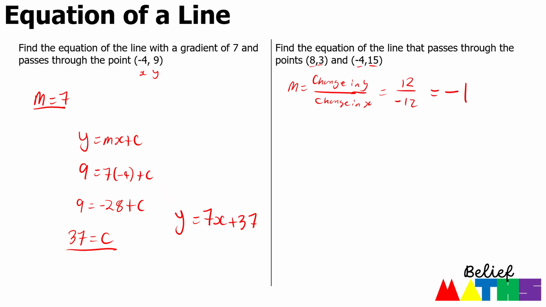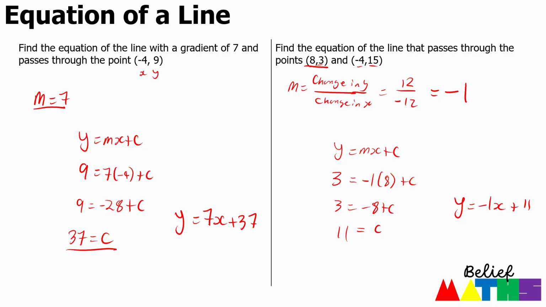And now we do the same thing we did on the left hand side. We can pick whichever point we want. So I'm going to use the first one because there's no negative numbers. And I get y equals mx plus c. Subbing in y is 3, m is minus 1, x is 8, plus c. 3 equals minus 8 plus c. Adding 8 to both sides, c is 11. Final answer then is y equals minus 1x plus 11, or if you want, just y equals minus x plus 11. You don't need the 1.